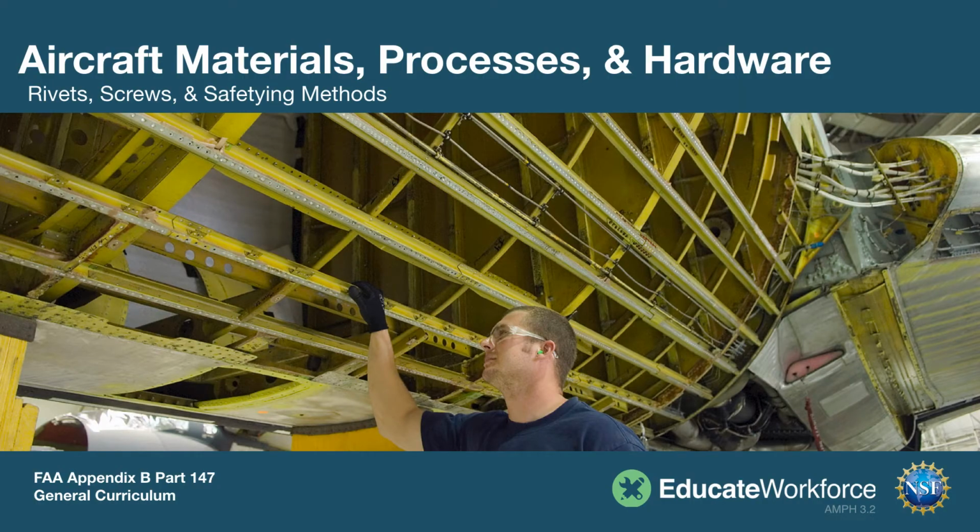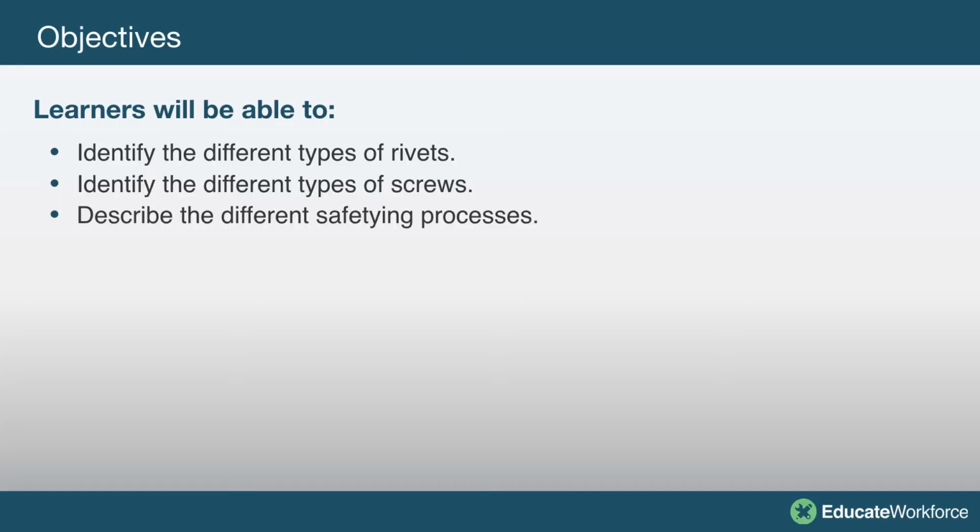Aircraft materials, processes, and hardware: rivets, screws, and safetying methods. The learners will be able to identify the different types of rivets, identify the different types of screws, and describe the different types of safetying processes.